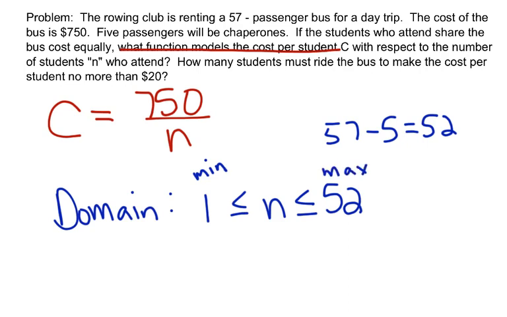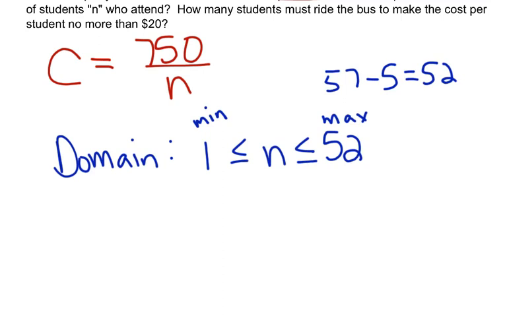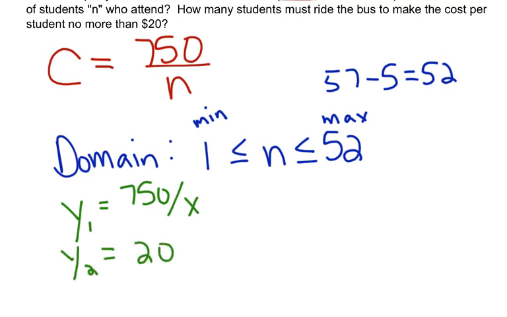The reason I wanted to look at the domain is because when I go to graph this in my calculator, I'm going to change the window setting on my calculator. Alright, so this is what I'm going to do now. In order to find out how many students must ride the bus to make the cost per student no more than $20, if I use my graphing calculator, I'm going to plot in y1 equals 750 divided by x, and in y2 equals, I'm going to graph 20.